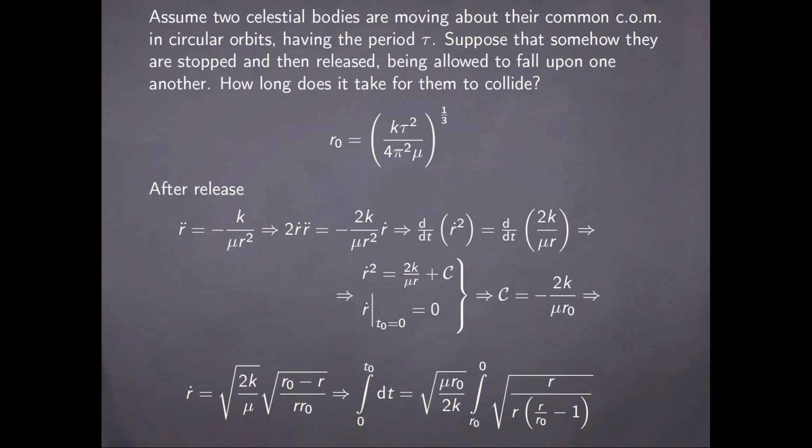So at the initial moment after the two bodies are stopped, and then they are allowed to fall upon one another. So from this condition we can obtain the integration constant as the value here, and then we can simply write the radial velocity as this expression. And then if we carry out the integration for time, we need to solve the integral here.